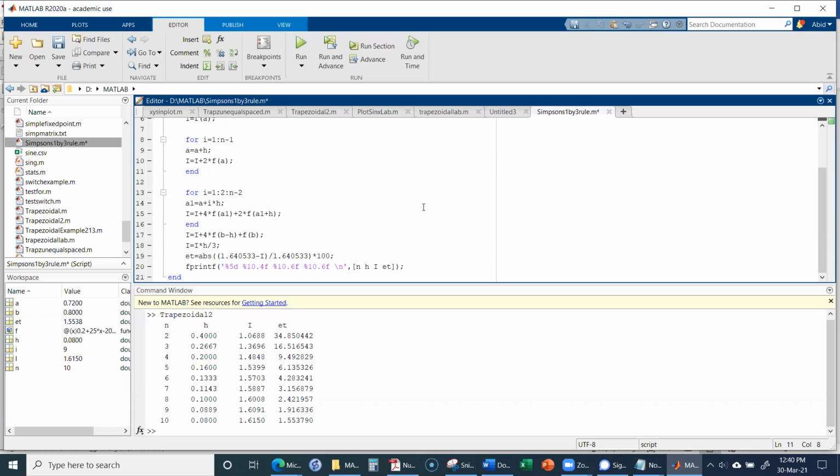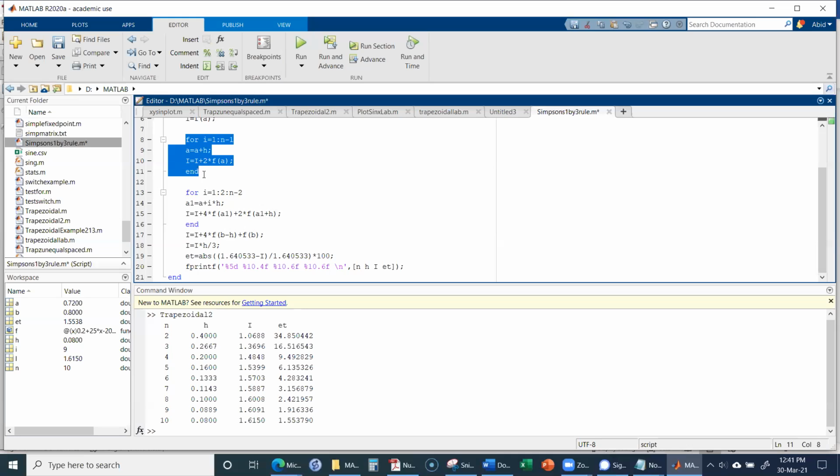Because in the Simpsons rule, we have to take two terms at one time. That's why I take an increment of 2. In this formula, I take two terms at one time. The first term will be multiplied by 4, and the second term will be multiplied by 2. And then I take a variable a1, which will be multiplied by the multiple of i times h. In this way the formulation will work.